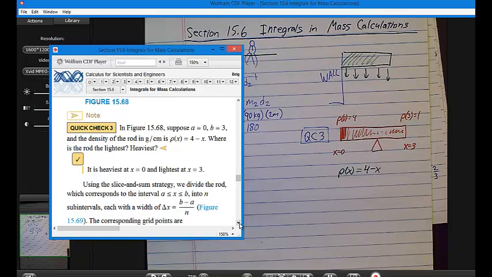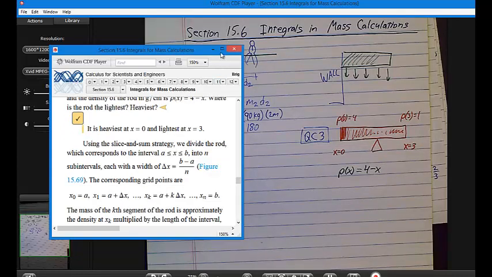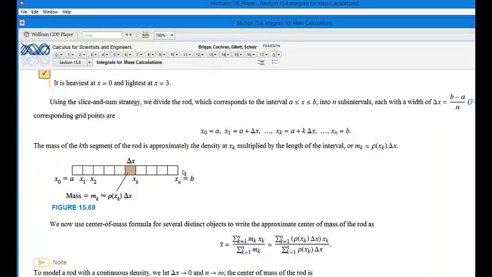Using the slice and sum strategy, Riemann sums, we're dividing the rod into n subintervals. I've seen this game before. Let's open that up. See a little more. What is the mass of one of these little subintervals? Well, it's approximately rho of xk times delta x. We can't do that exactly because the density changes as you move from left to right. But as the subintervals get smaller and smaller, there's not much change anymore in the density function. So this is where picking an xk is going to work.